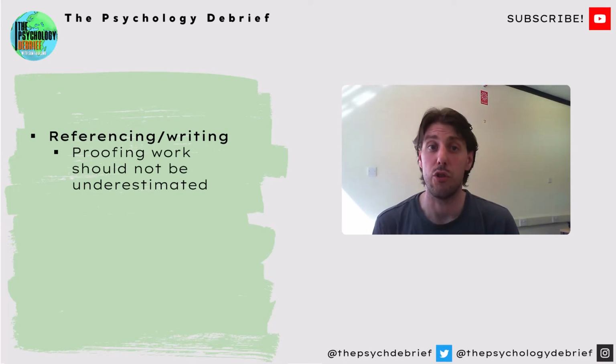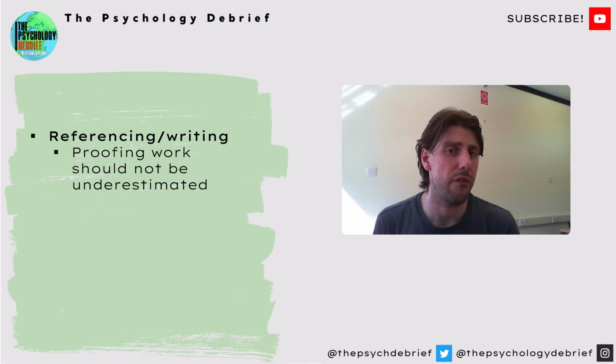The first thing is you should make sure you always proof your work before you submit. And if you're already proofing your work, make sure you proof it twice. Double check your references. Double check your writing. Do you spot any mistakes?